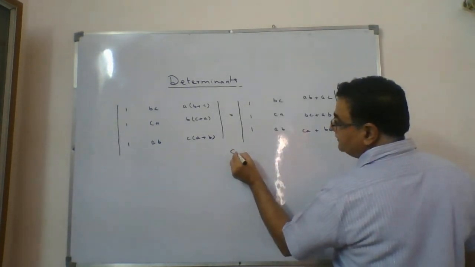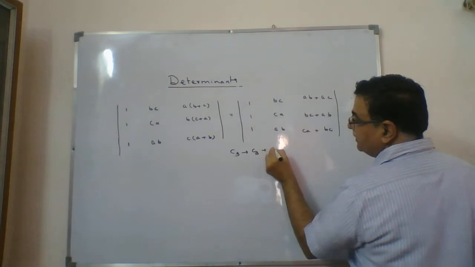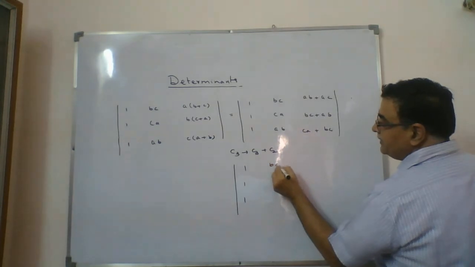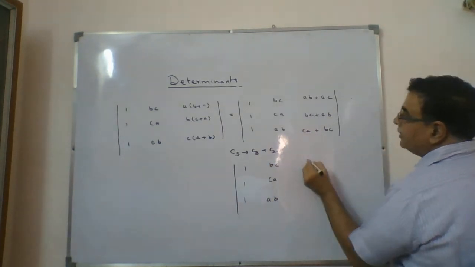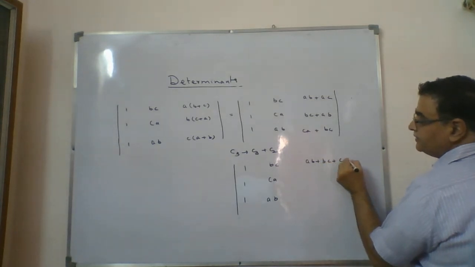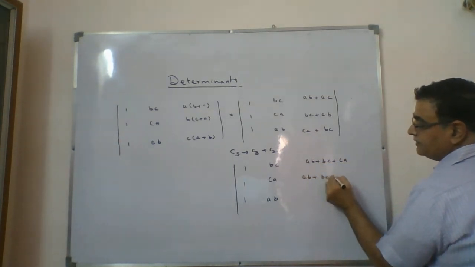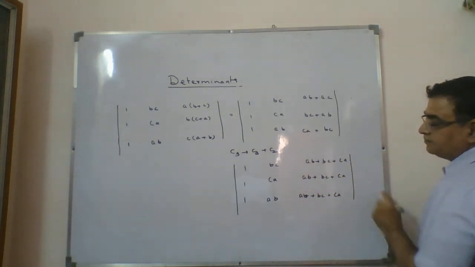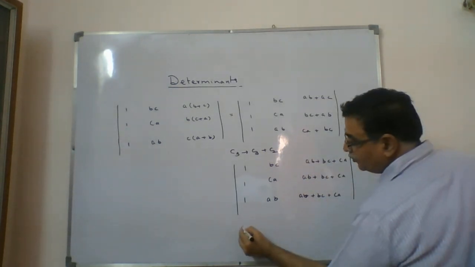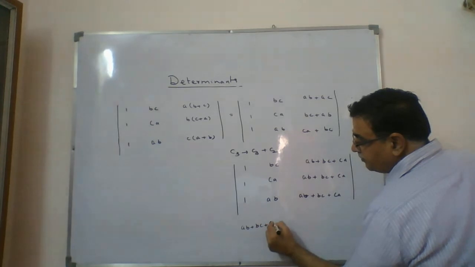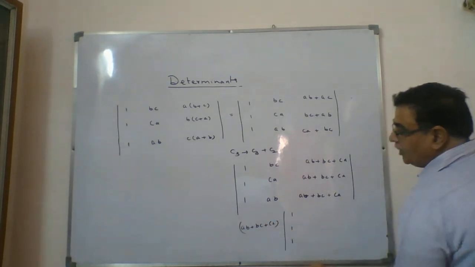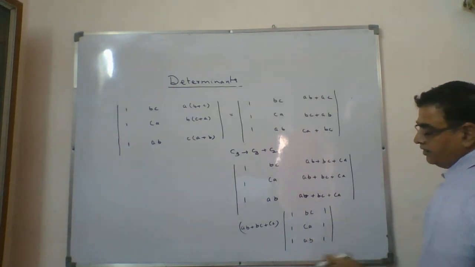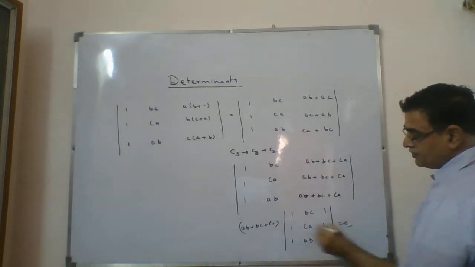So we operate on C3. C3 plus C2. When you do this, it will be 1 1 1. This will be BC, CA and it is AB. Here it comes AB plus BC plus CA. Here also AB plus BC plus CA. AB plus BC plus CA. And now this part is still common. I take AB plus BC plus CA common. Left is 1 1 1, BC, CA, AB, 1 1 1. And again two columns are identical, so we put it 0.